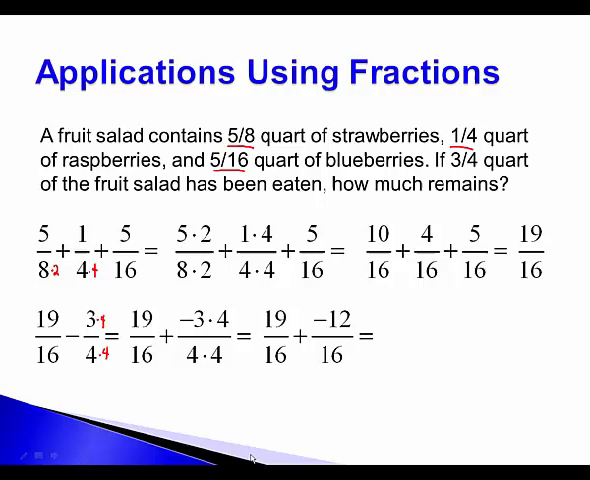Using my checkbook method once again, I put $19 in the bank and I wrote a check for 12. That leaves me with 7 over 16. Now let me remind you, what is this 7 over 16? That would be 7 over 16 quarts of fruit salad.